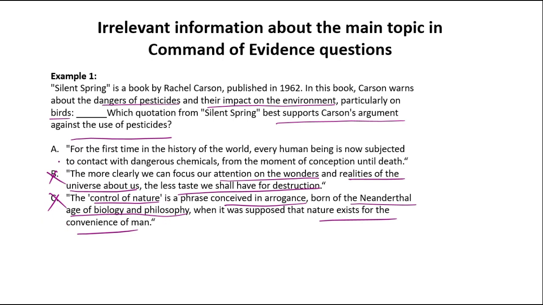Now, option A actually contains the information which is given in the text. So for the first time in history, every human being is now subjected to contact with dangerous chemicals. So this dangerous chemicals is a reference to the dangers of pesticides, right? From the moment of conception until death.